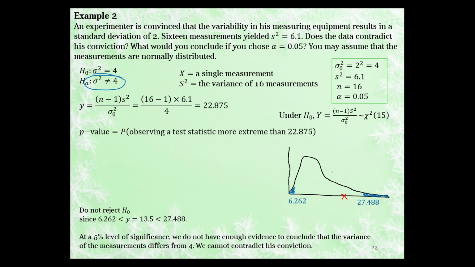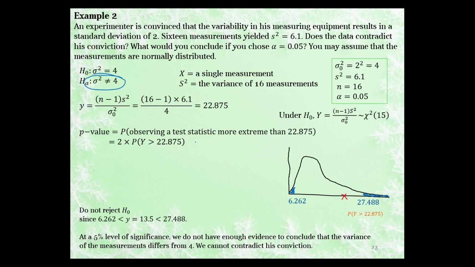More extreme in this case, if we look at the sketch, we can see that 22.875 is actually closer to the top critical value than the bottom one. We know the distribution is skewed to the right, so it's an easy guess that the area we're interested in is the area to the right. So we need to look at that probability. And to get the p-value, because remember this time the probability is not the p-value since it's a two-sided test, we need to multiply the probability by 2.